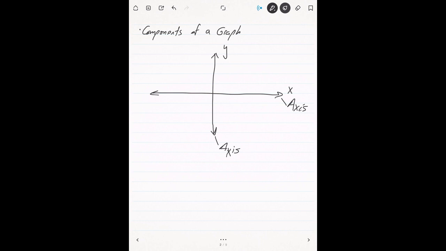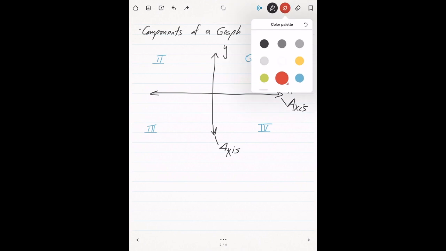Additionally, we can describe the graph in quadrants. Let me label this in a different color. I'm going to label each quarter of the graph as a quadrant. Quadrant 1, this portion is quadrant 2, this is quadrant 3, and this is quadrant 4. It moves in this counterclockwise motion. Now, we label these quadrants because the quantities in each one are different values, in particular different sign values.